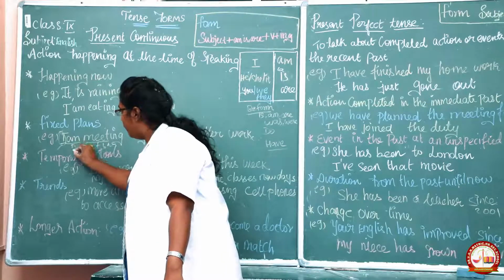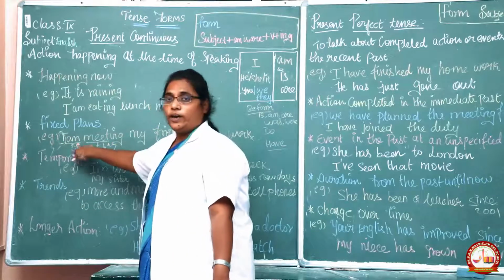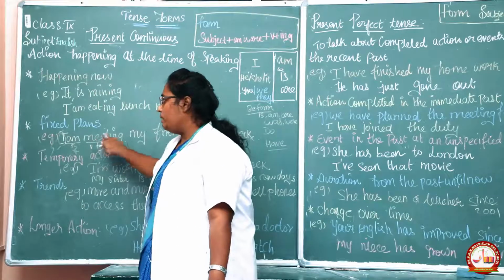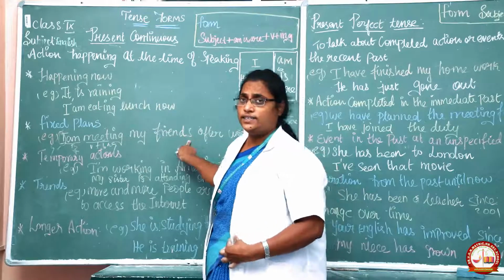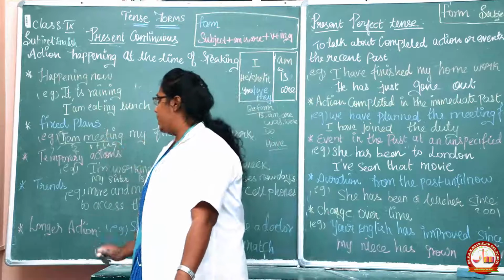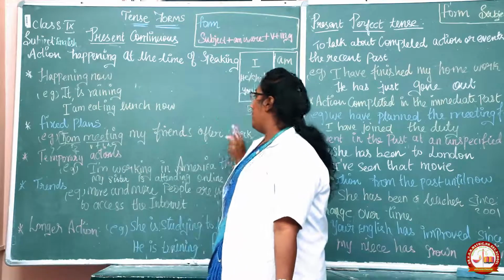This is the be form verb, then this one is the subject. So subject, be form verb, and then main verb plus ing. So what kind of sentence is it? It is present continuous tense. It is already fixed: I am meeting my friends after work.